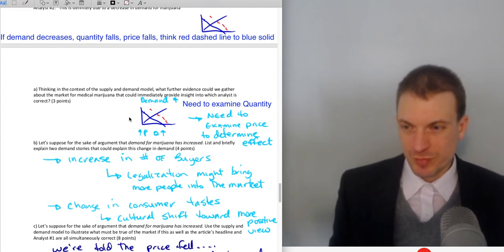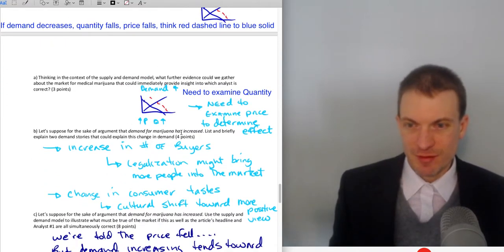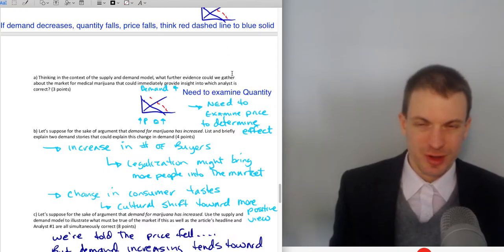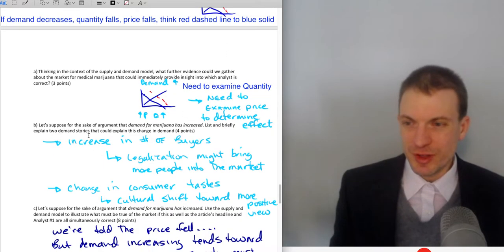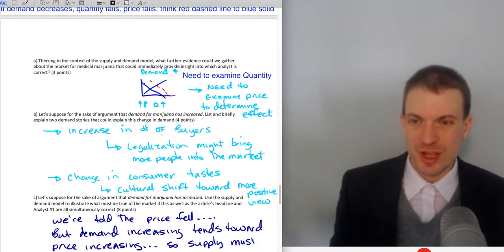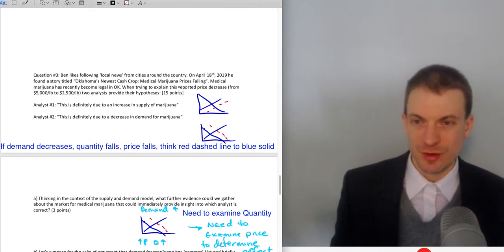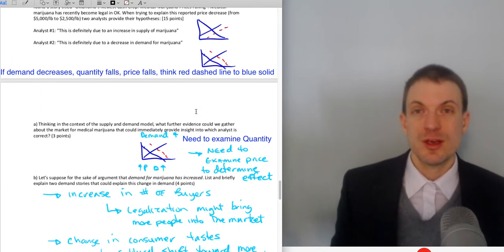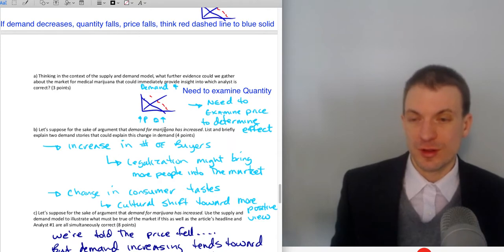Goodness. Okay. So let's suppose, for the sake of argument, the demand for marijuana actually has increased. That's why I screwed it up. Okay. So let's briefly explain two demand stories that would explain the change in demand. So suppose demand has increased. Nevertheless, price has fallen. Firstly, though, what could lead to an increase in demand?